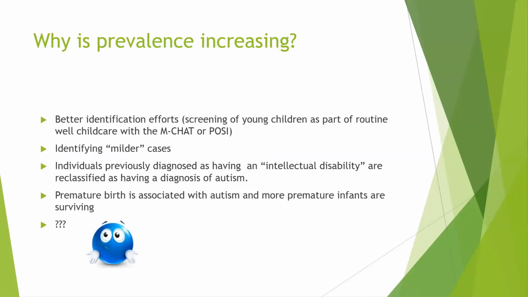So why is the prevalence increasing? I think a big part of this is because over time there has just been an increased awareness of autism. So we've come up with better identification tools. The screening of young children now is automatically included in the pediatrician's yearly well check. They've actually mandated pediatricians to be doing it in the 36-month checkup, definitely, and in the 18-month checkup. And some pediatricians even do, in the 24-month checkup, screening tools for autism, such as the MChat or the POSI.